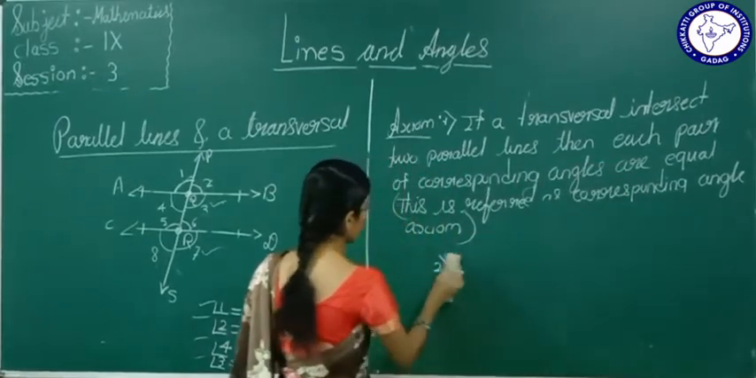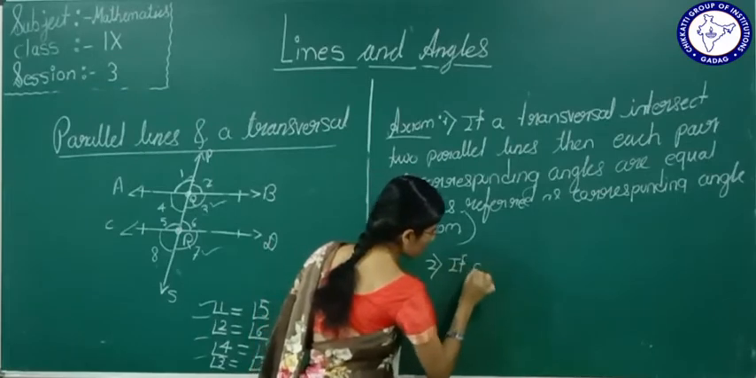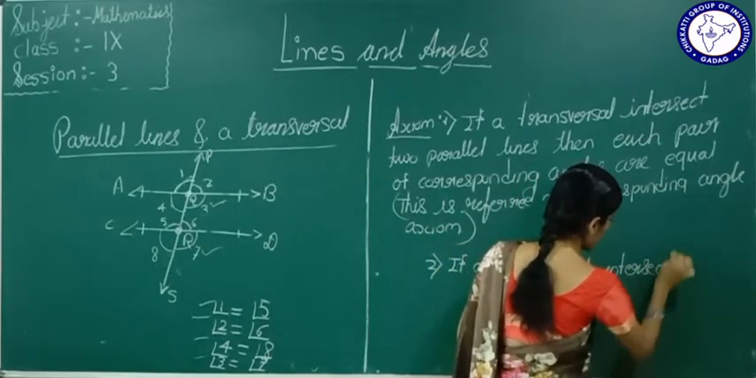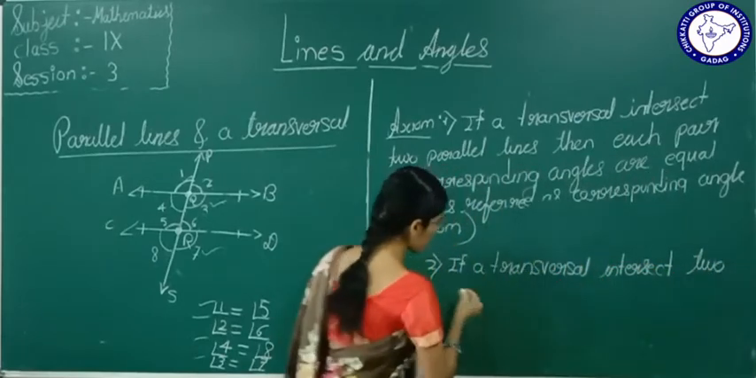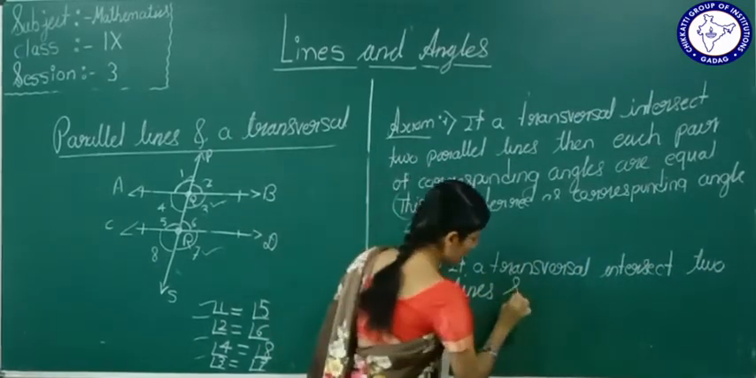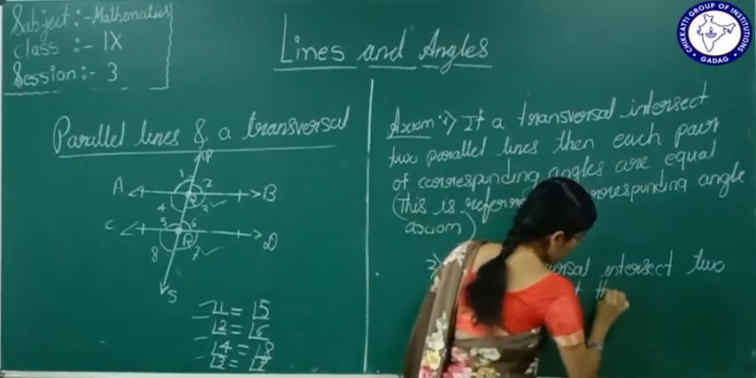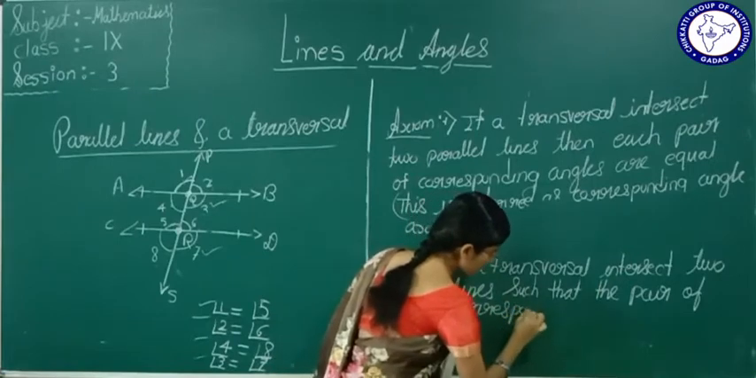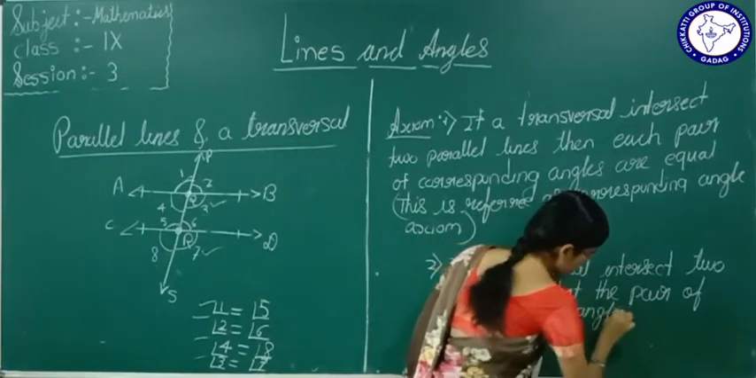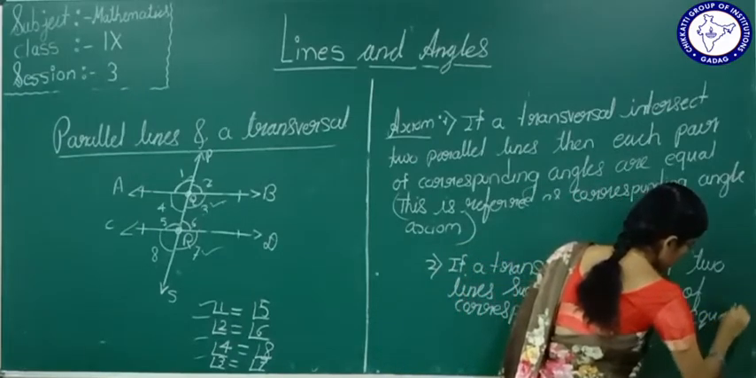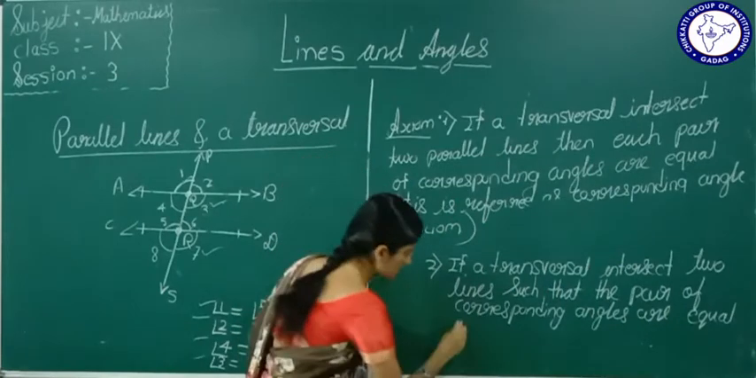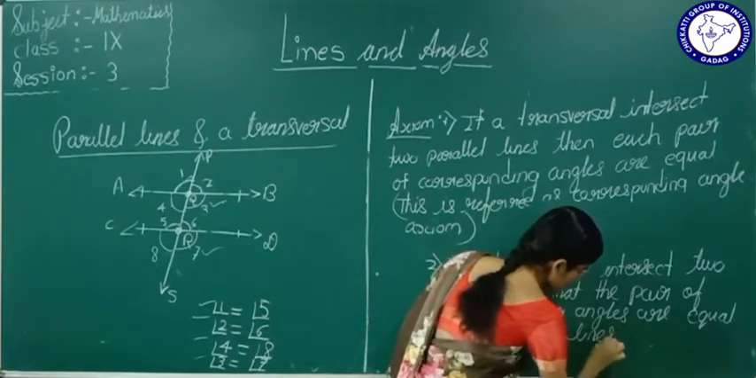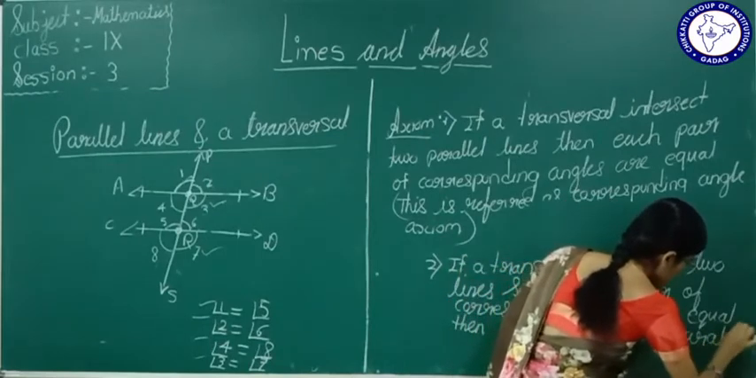What is that? Axiom number 2: if a transversal intersects 2 lines such that the pair of corresponding angles are equal, then the two lines are parallel to each other.